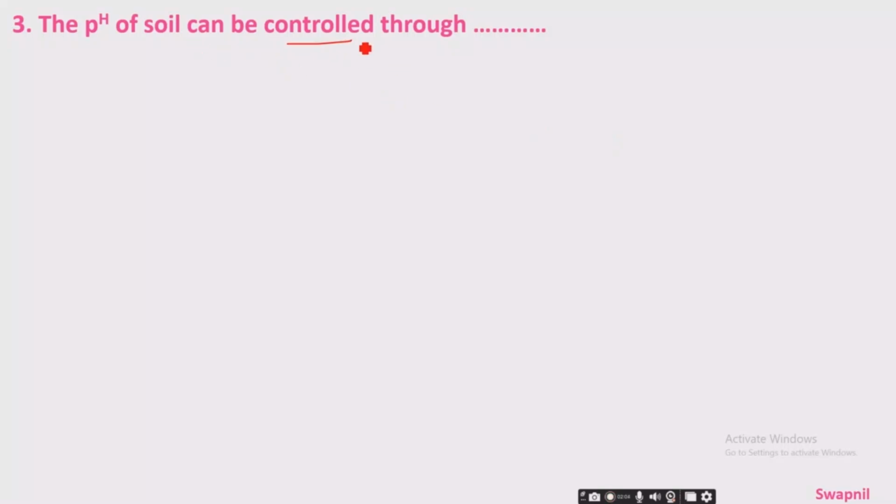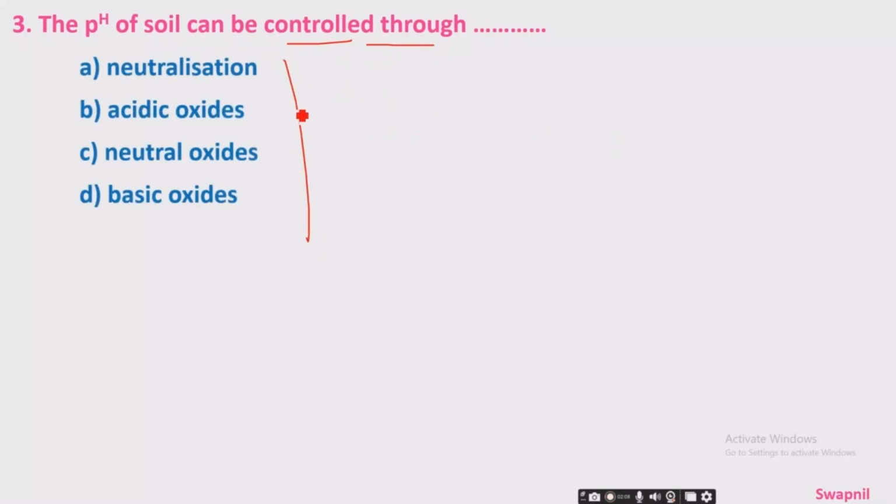So next, pH of soil can be controlled through, and these are the options for this question, and the correct option is option D, that is basic oxide. Basic oxides are used to control the pH of soil.